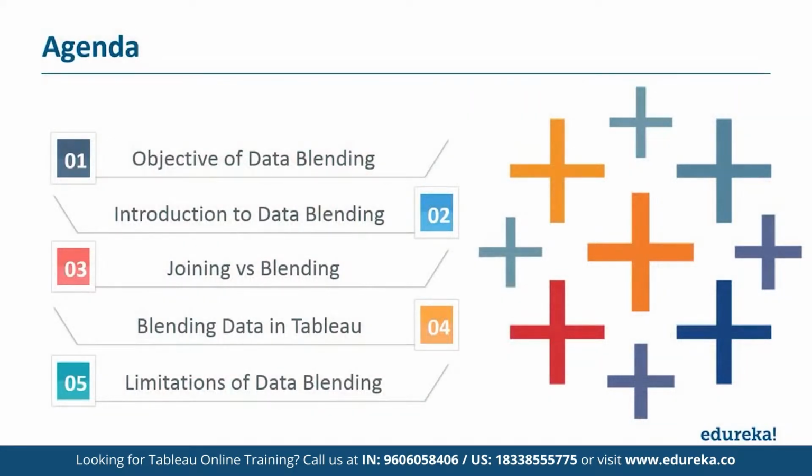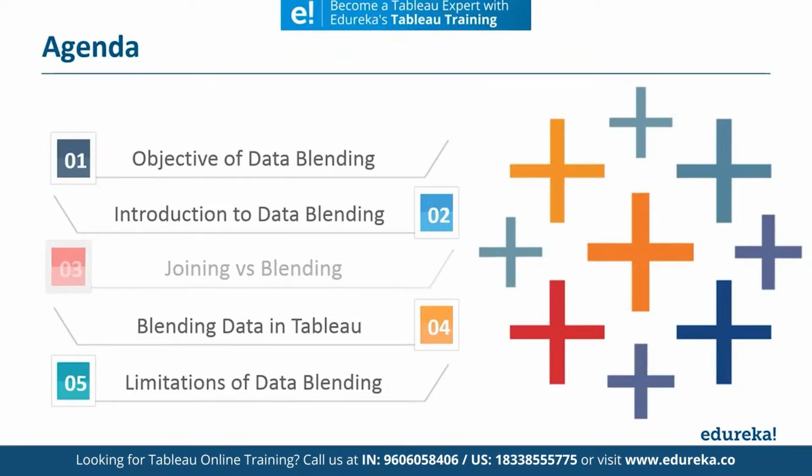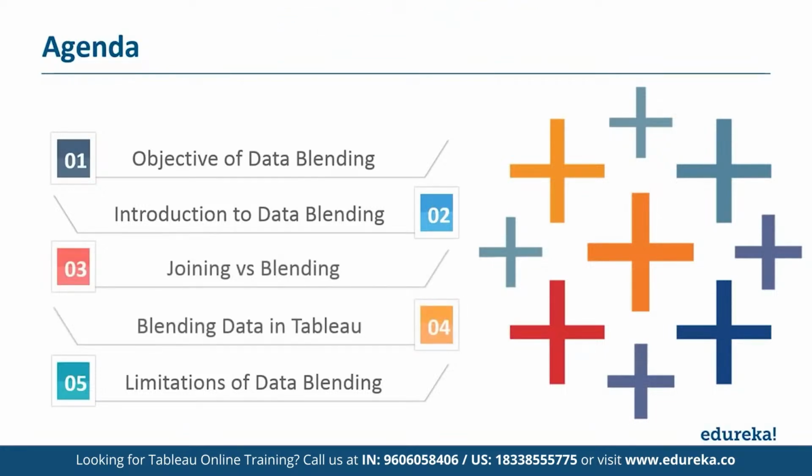So first of all, we're going to talk a little bit about the objective of data blending. Then we're going to talk about what data blending essentially is and how it works in Tableau. Then we're going to discuss a concept called joining and see how it is different from data blending. Then we're going to see how you can do this. It's going to be a very short demo, a few simple steps. And finally, we're going to discuss a few limitations in this process. So without much ado, let's get straight to the module.